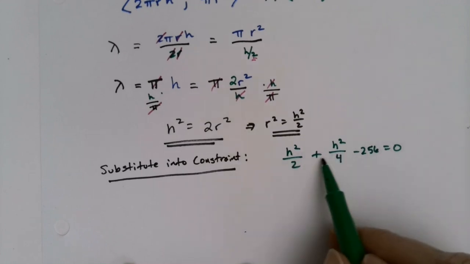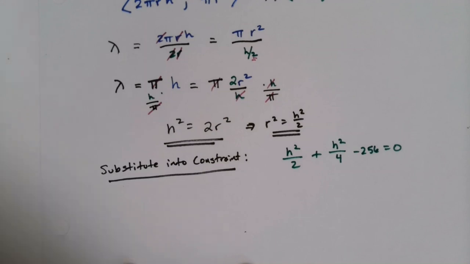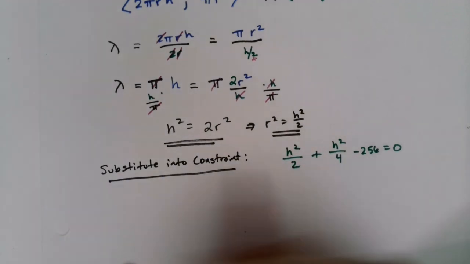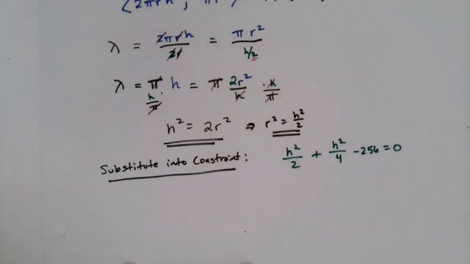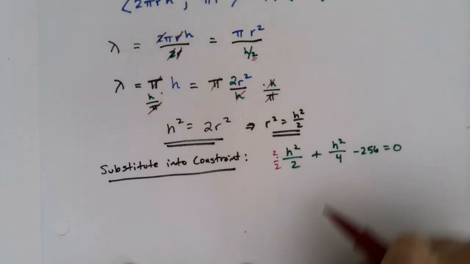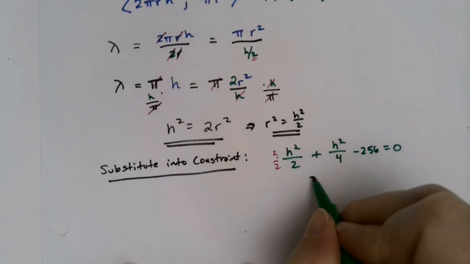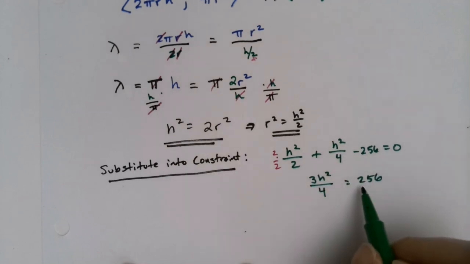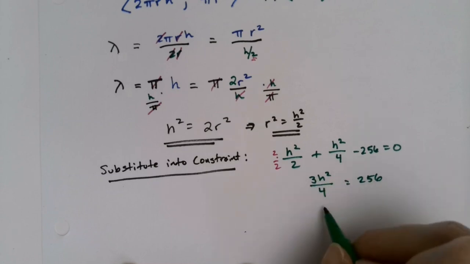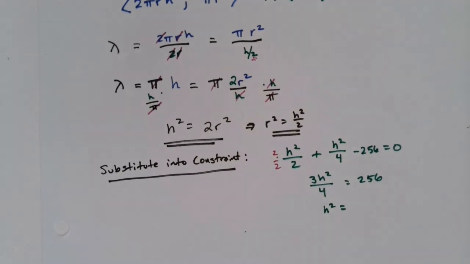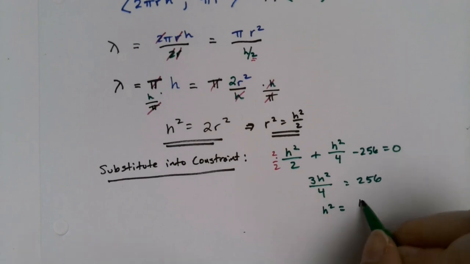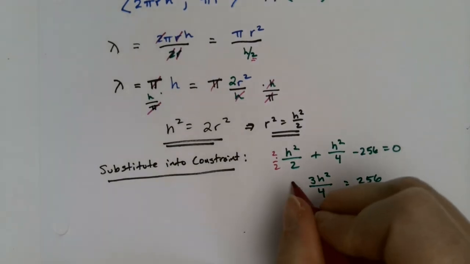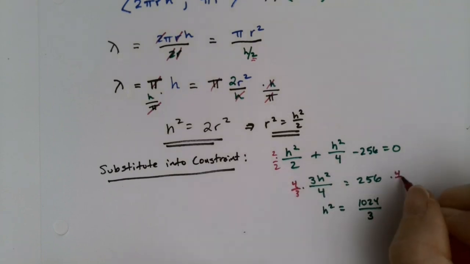All right, so these two I can combine because I need to make them have the same denominator. This is a half and this is a fourth. So that makes 3/4, right? I'm multiplying by 2 over 2 to get a common denominator, and 2 plus 1 is 3. So it's 3h squared over 4 is equal to 256. Then I need to multiply by 4 and divide by 3. So h squared is 1024 over 3, right? Again, what I did there was multiply both sides by 4/3.